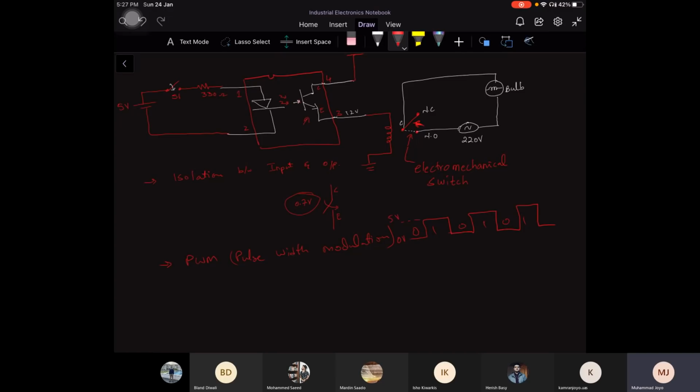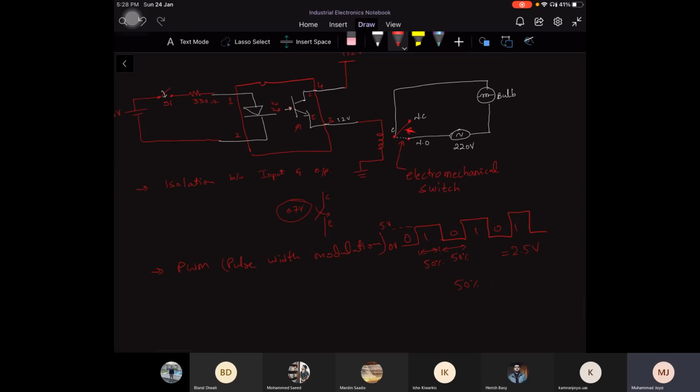So let's suppose the time to remain high is 50% and the time to remain off is 50%. Then the motor speed will be 50% because the average voltage that you will get at the PWM output would be 2.5 volts. Off time is 50% and on time is 50%. That's why you will be getting half voltage. Due to that reason, the speed of the motor will be halved.